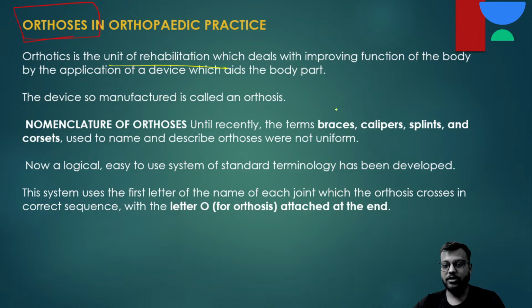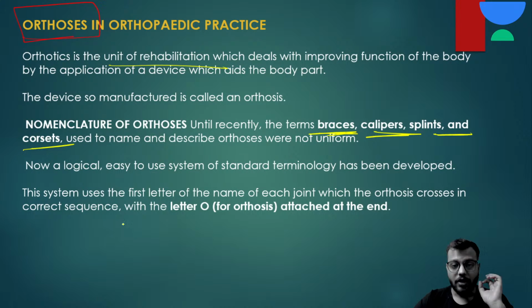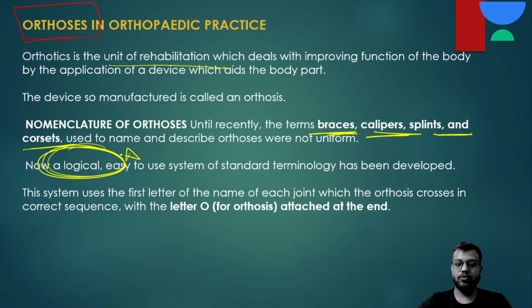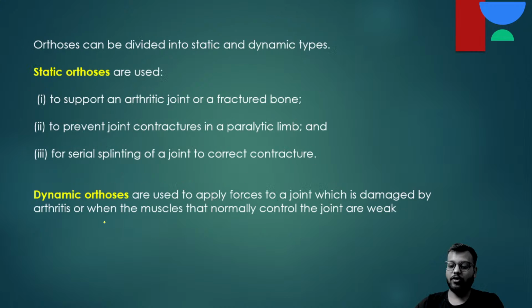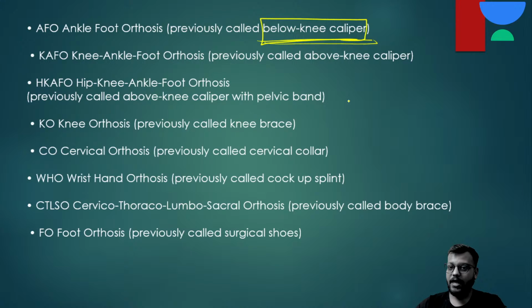Okay, so they are generally known by the name of braces or calipers, splints or corsets, but now a more logical easy way आ गया है to classify these. And is, for example, previously जो below knee caliper होता था for the below knee amputation, it was known as the, sorry, not for amputation, for any pathology below knee it was called as the below knee caliper, but now it is called as AFO caliper.